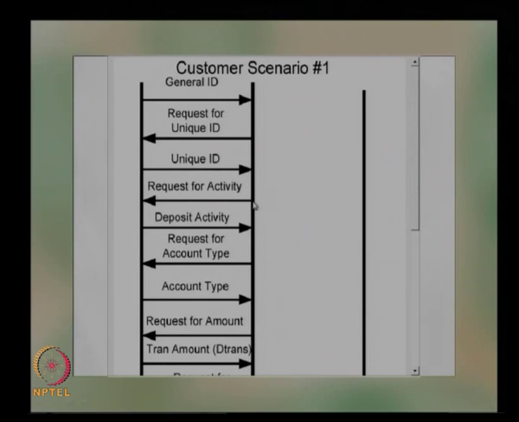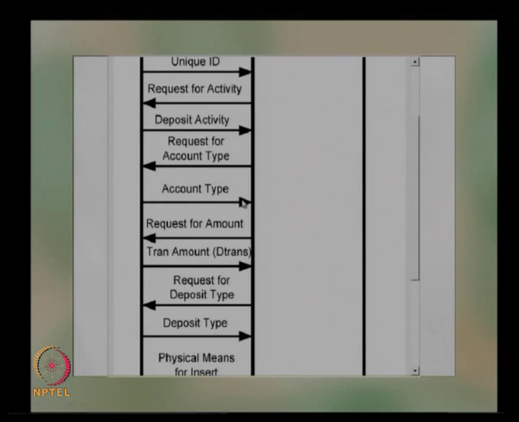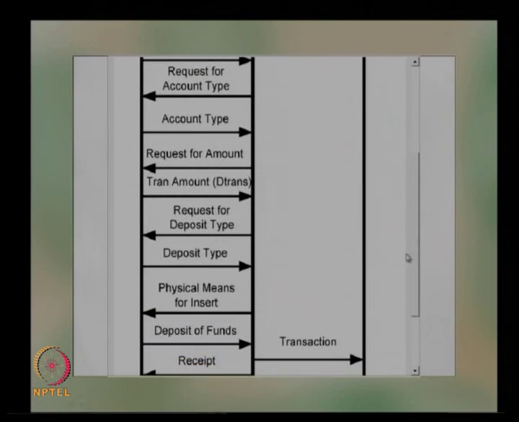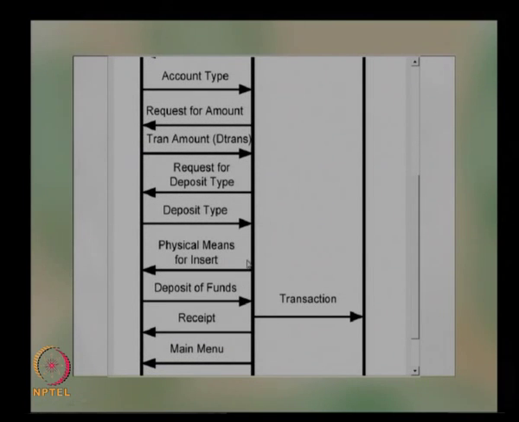Then it will ask for the activity, what kind of transaction you would like to have, and the customer selects the deposit activity. The ATM requests the account type, and the customer provides it. The amount is asked, how much you want to deposit, and the transaction amount is given by the customer. Then the deposit type is given in terms of cash or check or DD, whatever the type of deposit, and then there is a physical means for insert. You can see here that the ATM machine provides a physical means for insert.